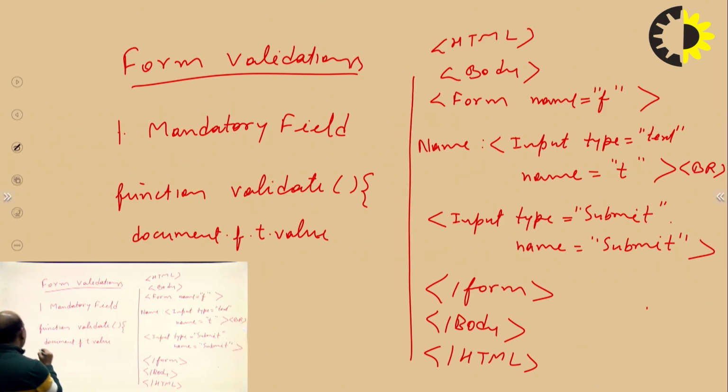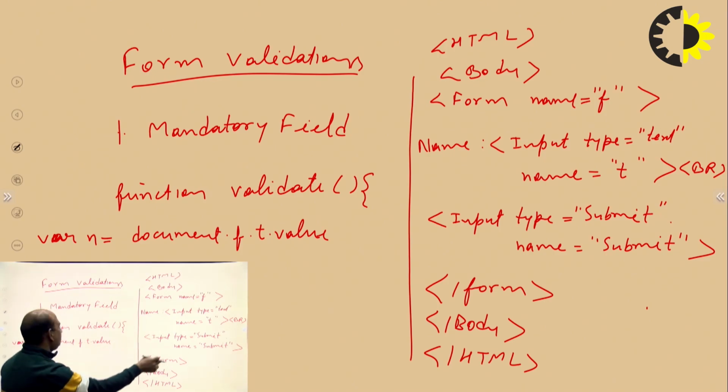So I am assigning this value to a variable named n. You can use any name for the variable. Here n means variable n, in which I am storing the value accessed from this form, the value that the user has entered. Now you can check if n equals null, or n equals blank.